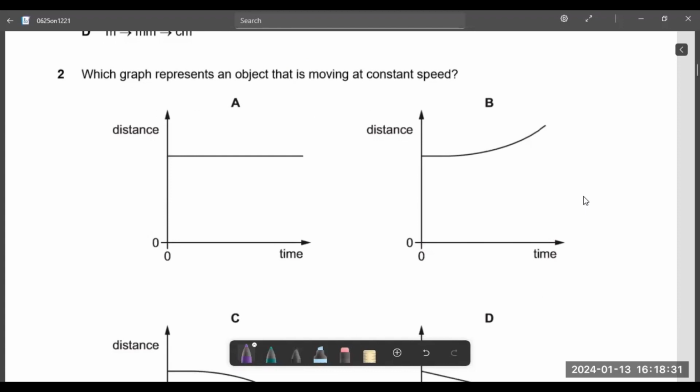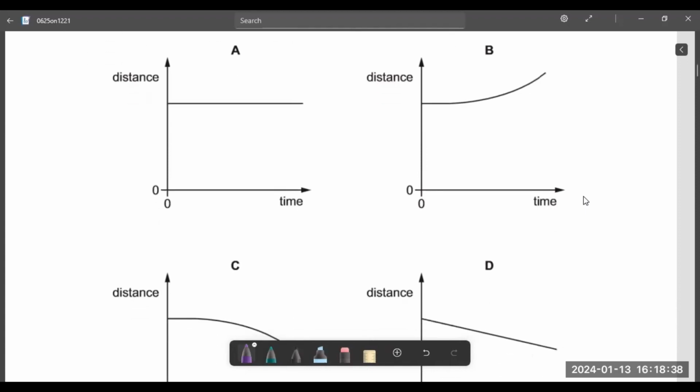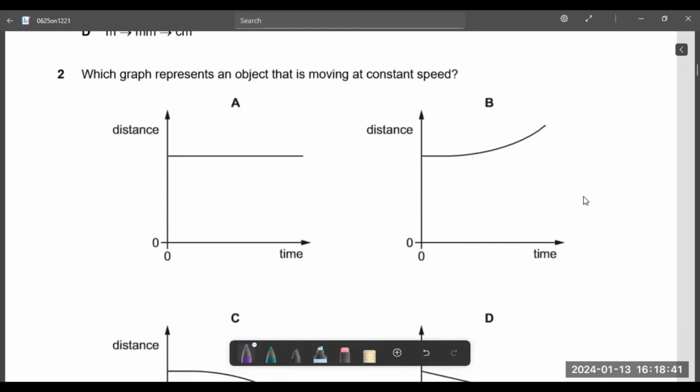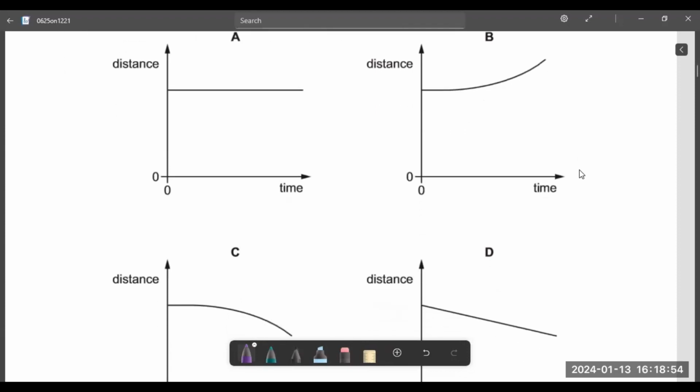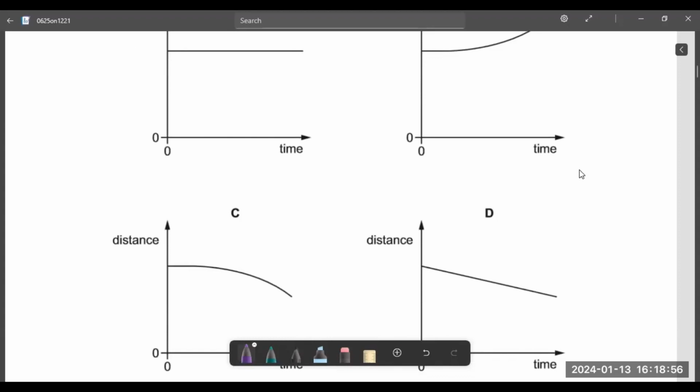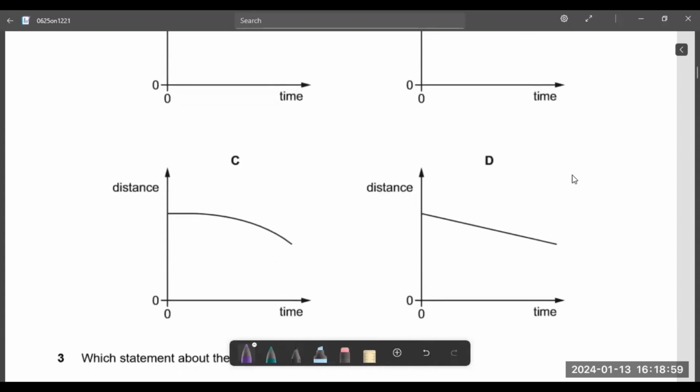Next, which graph represents an object that is moving at a constant speed? So here a straight line relationship on a distance time graph gives constant speed because the object is covering equal distance in equal intervals of time. So here the right answer is D.